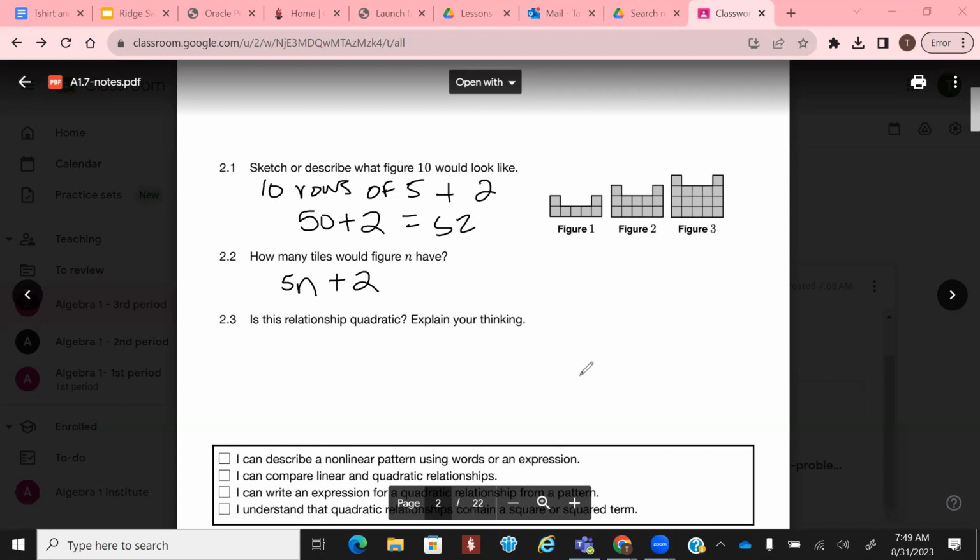Now, is this a quadratic? Why? It's not squared. So no, it's not squared.